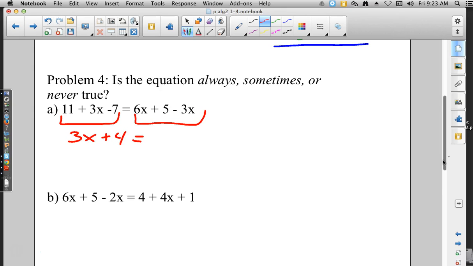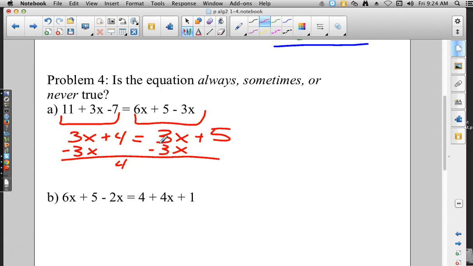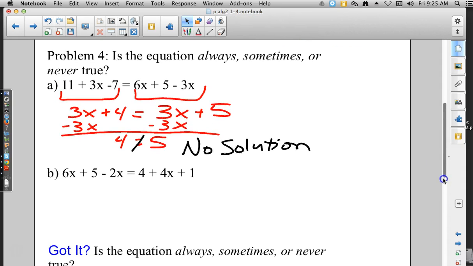That will give us 3x plus 4, because 3x doesn't have any other like terms on the left-hand side, and then 11 minus 7 is 4. Over on the right-hand side, we have 6x minus 3x, which is 3x, plus 5. Just combining those like terms. And then we say, I'll move this x over. I'm going to subtract 3x from both sides. And I will get 4 equals, whoa, 4 doesn't equal 5. Exactly. And that's because this equation has no solution. So we get that statement that makes absolutely no sense, and we know that it has no solution.